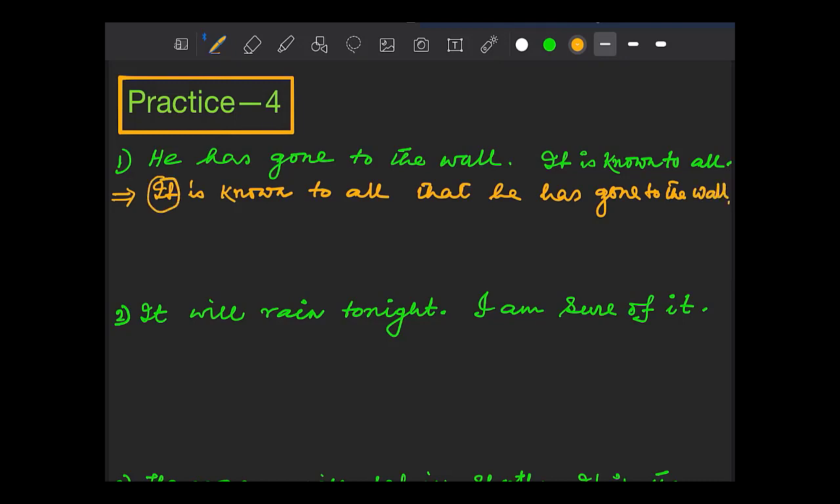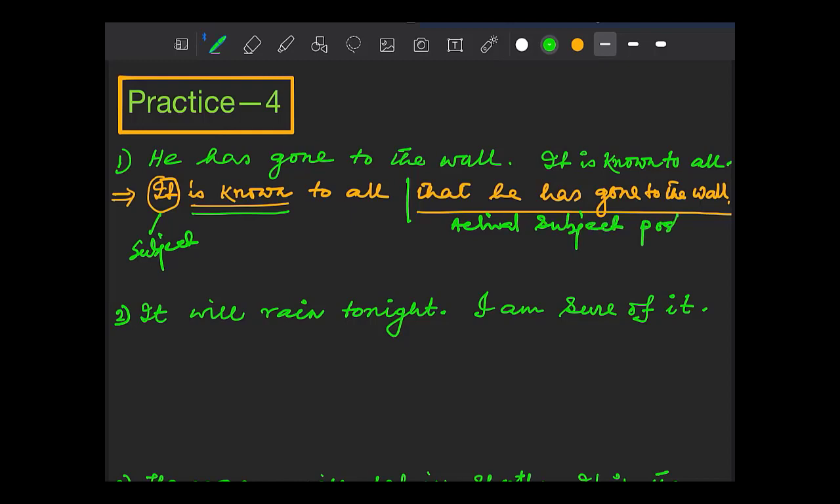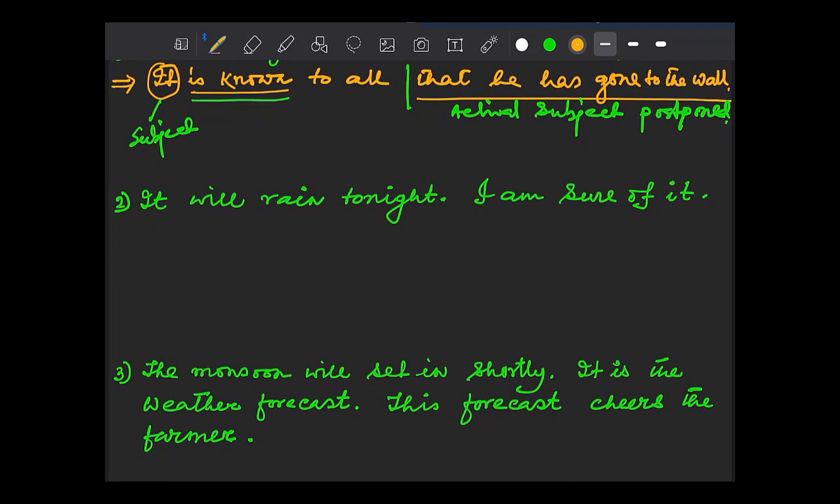It is known, it is the subject, but actual subject is this, so it is called postponed subject. Postponed subject of the verb is known. Okay, so this is the subject and this is called this subject, but actual subject is this. Actual subject. Postponed, removed, postponed.